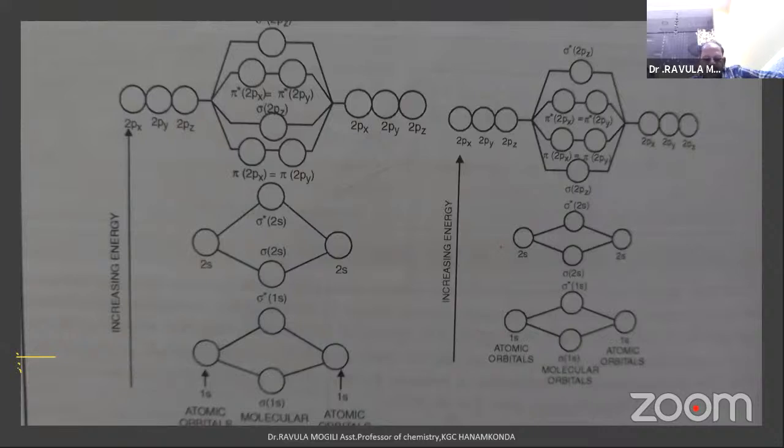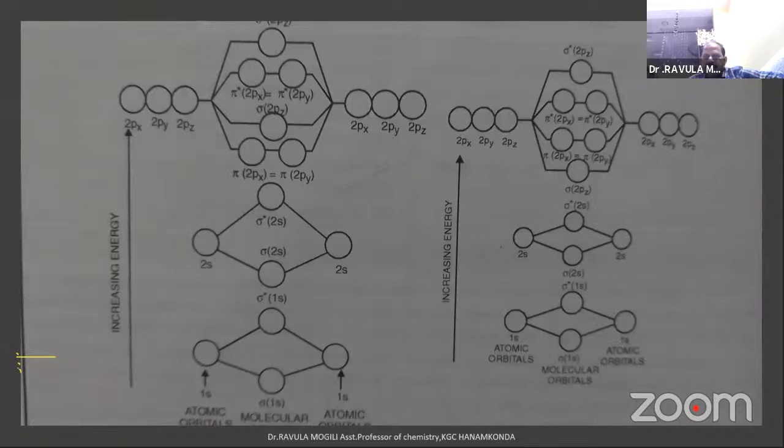Suppose here O2 plus molecule, write the bond order. If you know how many electrons are present in the O2 plus molecule, actually O2 has 16 electrons. O2 plus means 1 electron is lost. So how many electrons? 15. So more than 14 electrons.